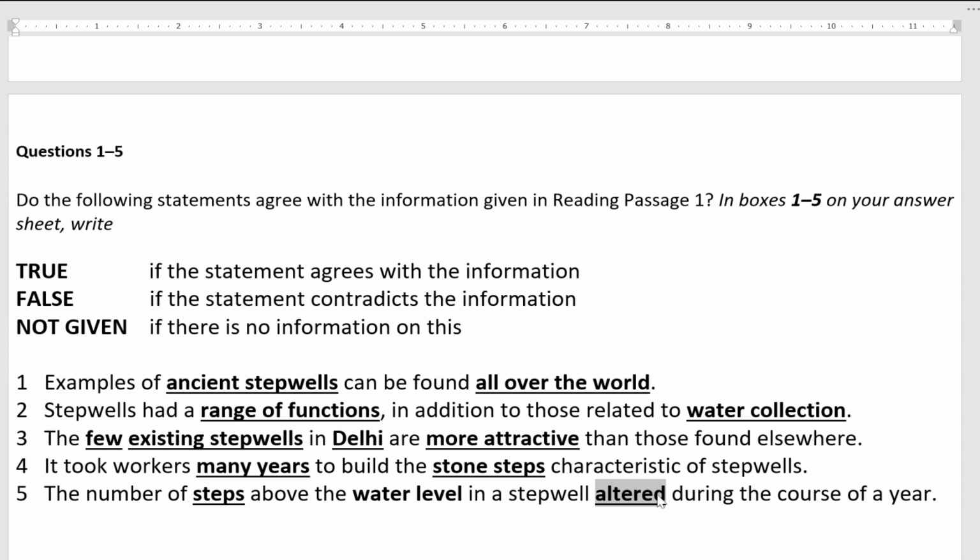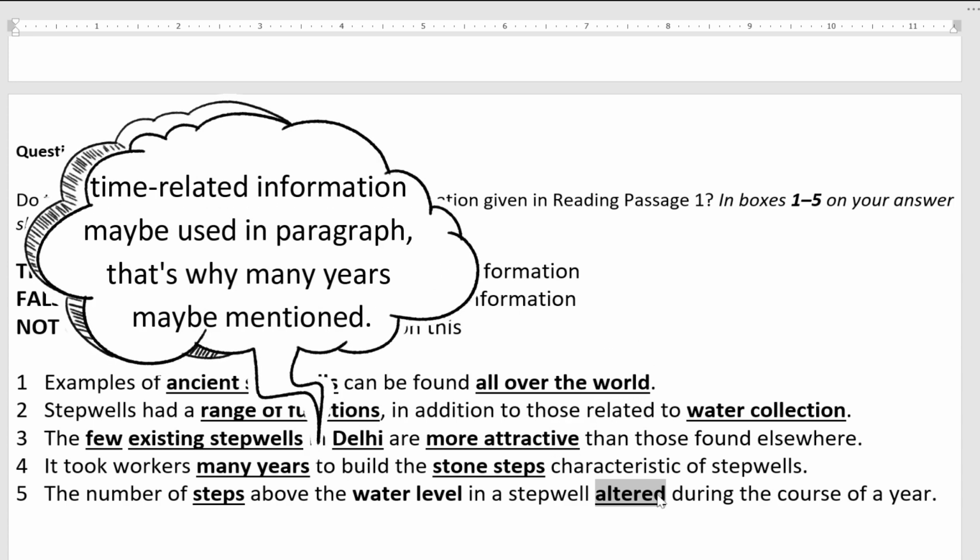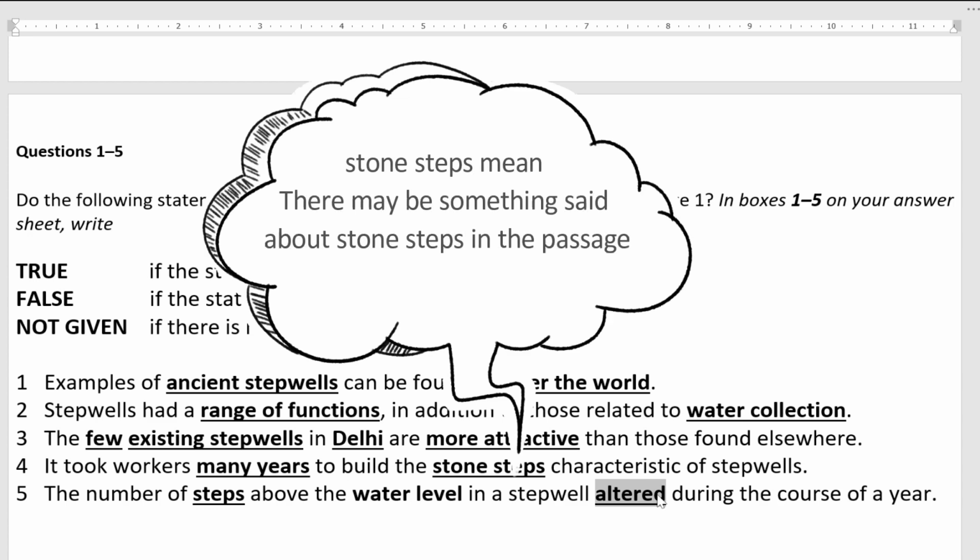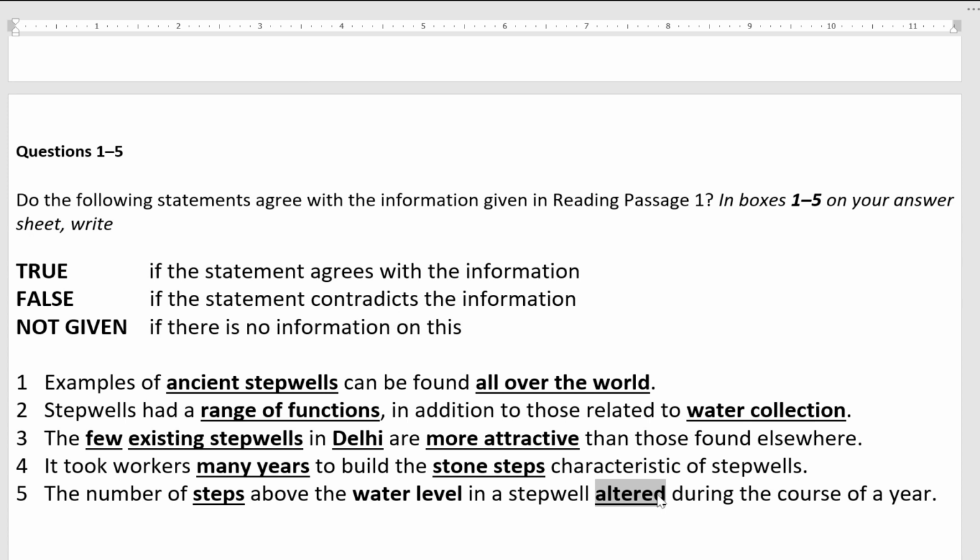In the fourth question, we have got two keywords: many years and stone steps. Time-related information may be used in the paragraph, that's why many years may be mentioned. Stone steps means there may be something said about stone steps in the passage. We have got two keywords in the fifth question: steps, water level and altered.